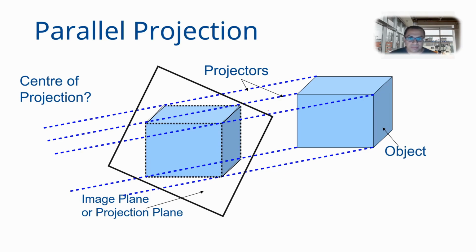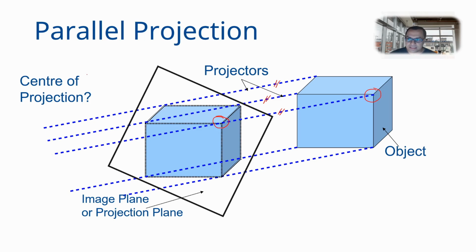Okay, the imaging process is still the same. If you take a point on an object in the world, and you figure out where the corresponding projector intersects the image plane, you get the image point corresponding to a world point. So the imaging process is the same, however the projectors are now all parallel to each other. So projectors are all parallel to each other.